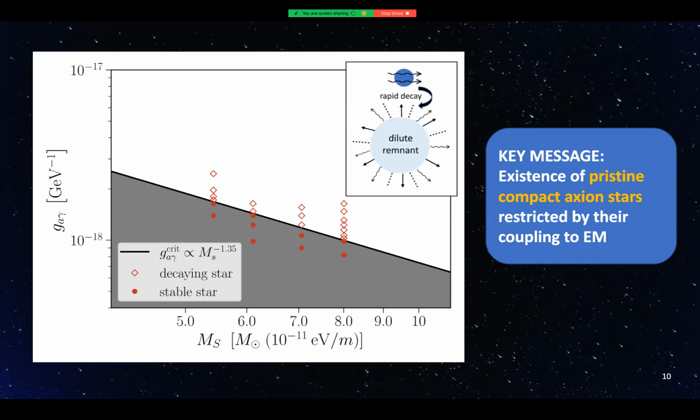And honestly, what these results mean is that the existence of pristine compact axion stars is strongly restricted by their coupling to electromagnetism. Because if I happen to form somewhere in the universe a star whose critical coupling is below the actual coupling set by the universe, then it would actually decay.